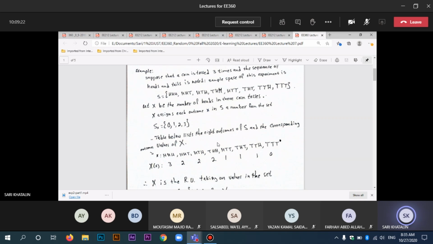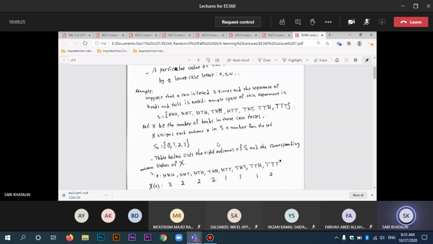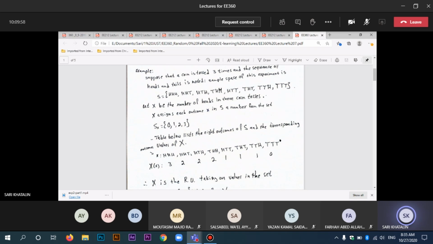Let's say we need to toss a coin 3 times. Tossing a coin 3 times, we will end up with 8 possible outcomes. When you toss a coin, you get either head or tail. If you toss it 3 times, the first outcome will be head, head, head. The other one is head, head, tail, and so on until you end up with tail, tail, tail.